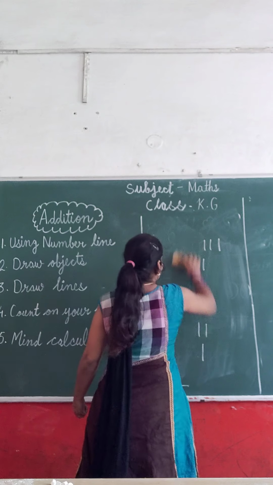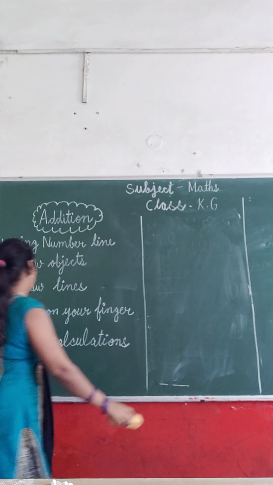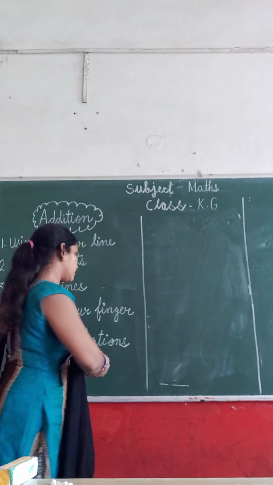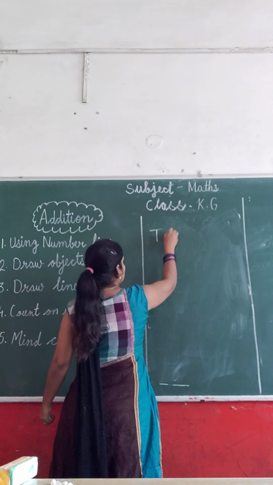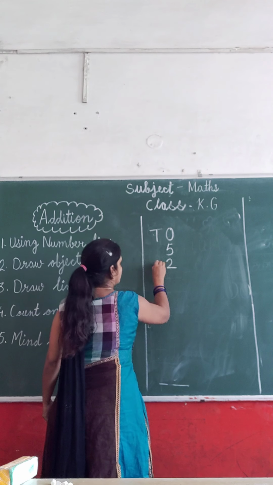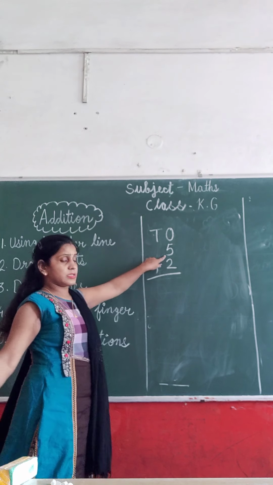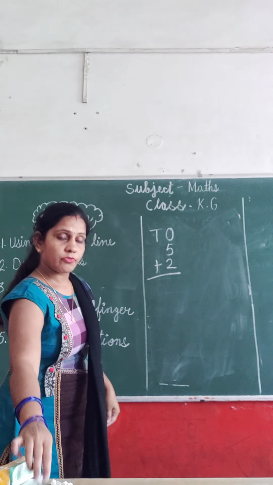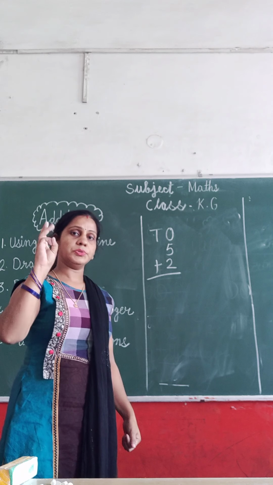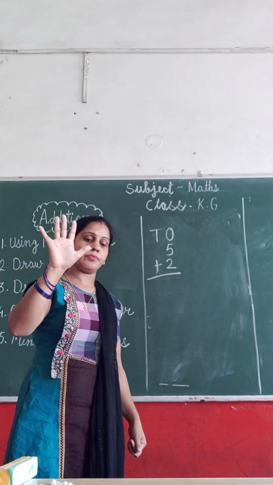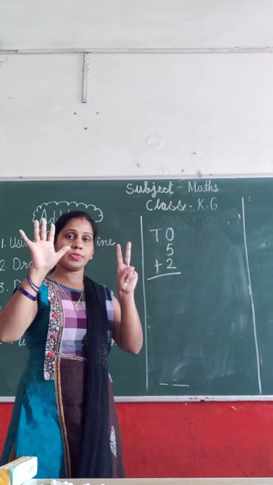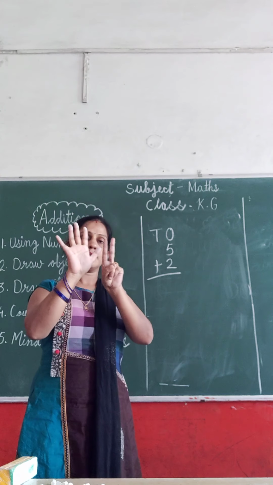Now we will do fourth method. Count on your finger. Which number is this? Five. Five fingers up. One, two, three, four, five. And which number is this? Two. Two fingers up. Now put together.